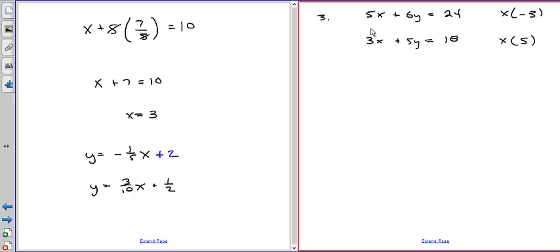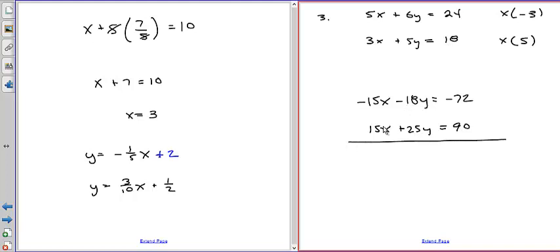So what I'll do is it'll make each of these 15. So the first equation multiplied by negative 3 is going to be negative 15x minus 18y is equal to negative 72. So if you take each one of these and multiply by negative 3, you'll get that. And we're going to multiply each term in the second equation by 5. So 3 times 5 is 15. 5 times 5 is 25. And 18 times 5 is 90.